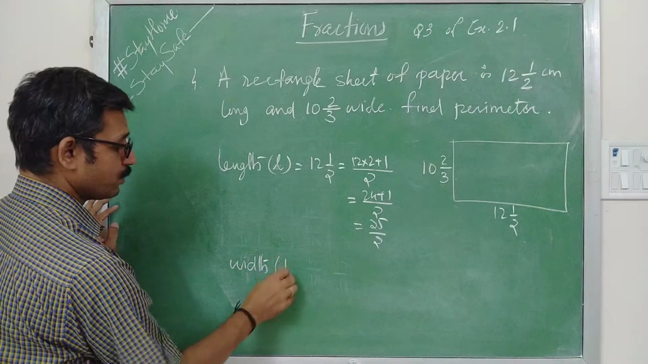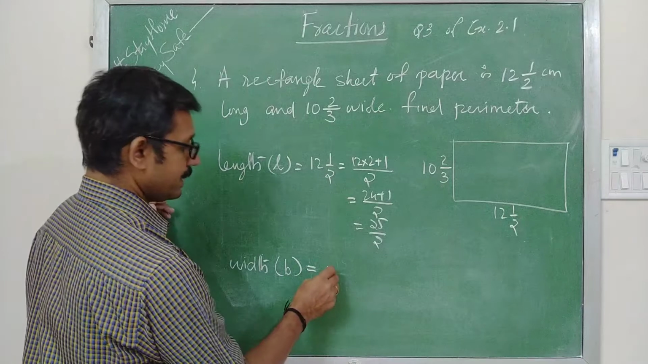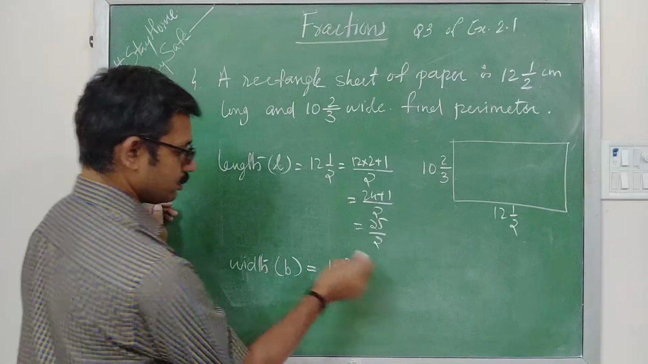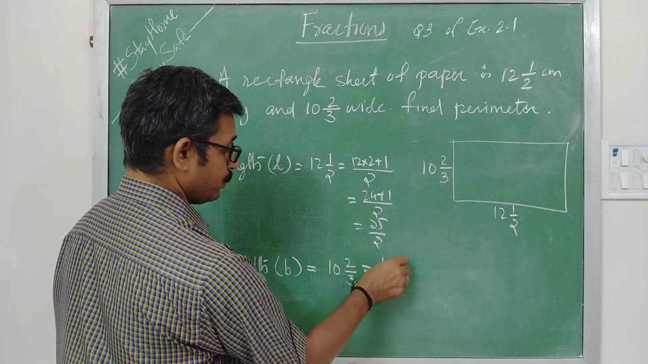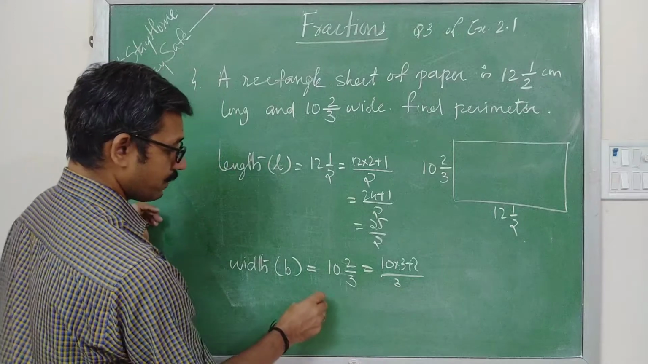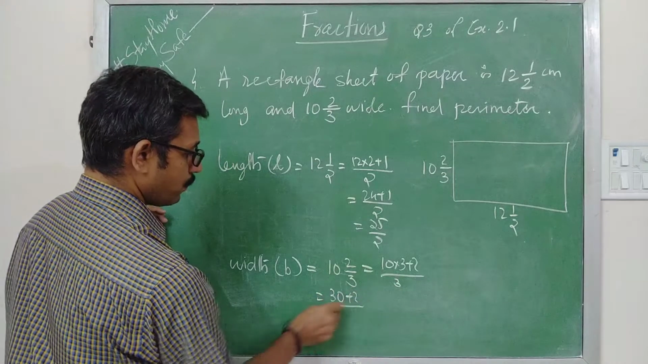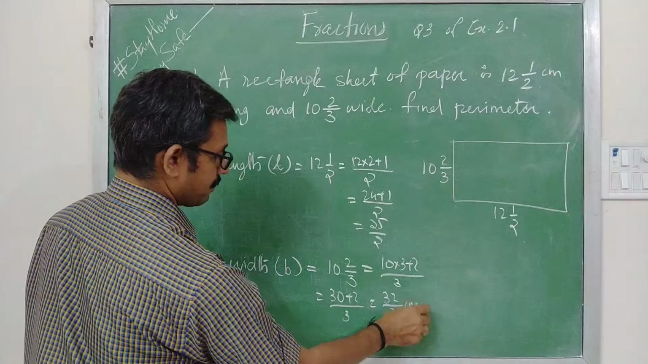Now next is the width, that is the breadth also we can say. So breadth B is equal to 10 integer 2 upon 3. Sure. 10 integer 2 upon 3 means 10 into 3 plus 2 upon 3. So which is equal to 30 plus 2 upon 3, that is 32 upon 3 centimeter we can say.